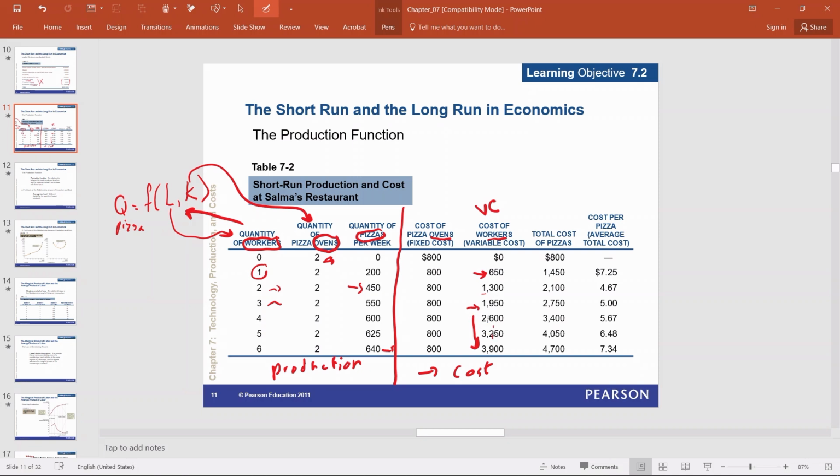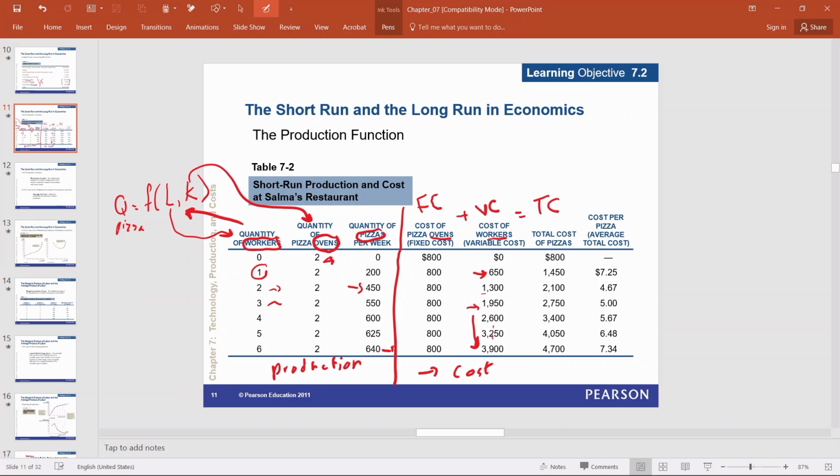output. But the oven, the cost of the oven is a fixed cost because they cannot change this in the short run. So they have to pay 800 at each production level. So if you add fixed cost to variable cost, this will result in total cost. So 800 plus 0 is 800, 800 plus 650 is 1,450, and so on and so forth.